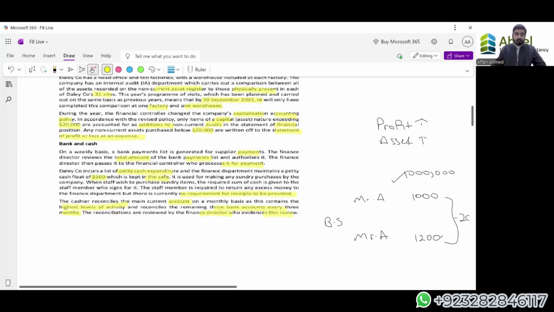So I believe this is the first question that we have done for test of controls. I believe that everyone is getting the point on how to develop a particular risk, how to develop an objective, and how to write a recommendation and a test of control.